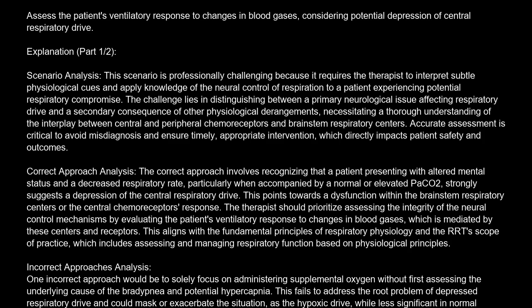This aligns with the fundamental principles of respiratory physiology and the RRT scope of practice, which includes assessing and managing respiratory function based on physiological principles. Incorrect approach analysis. One incorrect approach would be to solely focus on administering supplemental oxygen without first assessing the underlying cause of the bradypnea and potential hypercapnia.